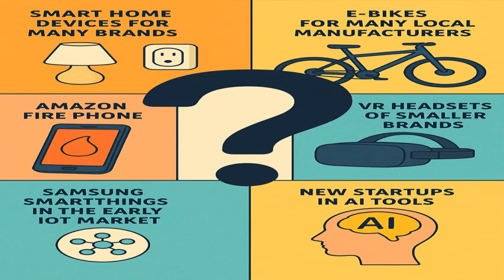Smart home devices from many brands, like smart lamps and smart switches, are categorized as question mark products because they have high market growth but low market share. Amazon Fire Phone is categorized as a question mark product because there is high market growth but low market share, because Samsung and iPhones captured a lot of the market. Samsung SmartThings in the early market is also categorized as a question mark product because it captures a low market share.